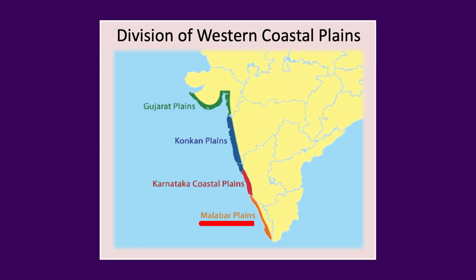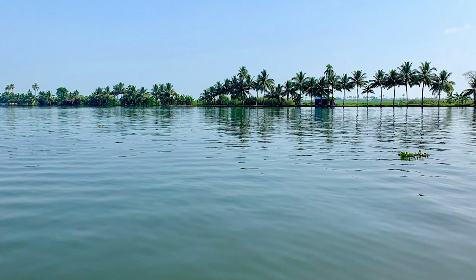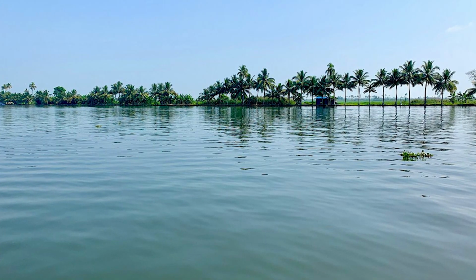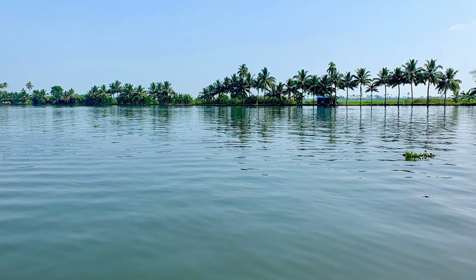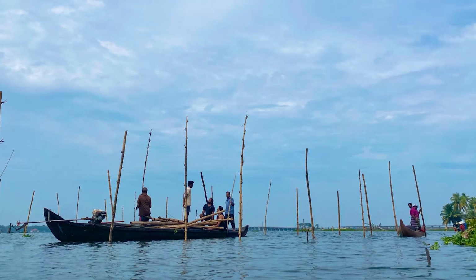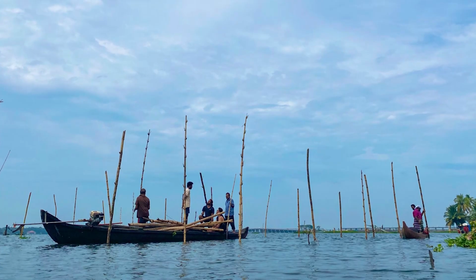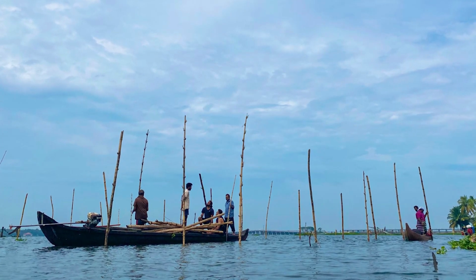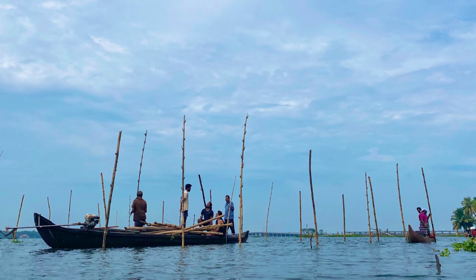Finally, the Kerala plain. Also known as the Malabar plain, it stretches from Mangalore to Kanyakumari. This large flat plain is characterized by its extensive lagoons, backwaters and water bodies. The backwaters, or kayals, are shallow sea inlets running parallel to the coast, with the largest being Vembanad Lake, stretching 75 kilometers in length and 5 kilometers in width.